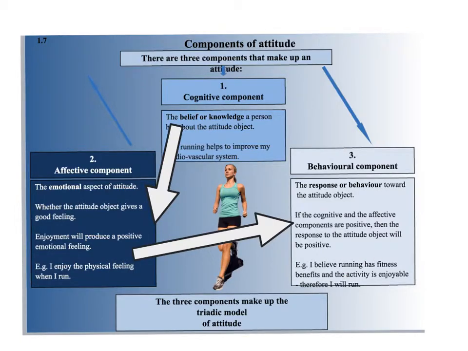So it's called the triadic model. You must understand 1 and 2, which will result in 3. So it might be worth just taking time now to think about your favourite sport or the attitude object, and maybe just follow that through and see what you come to.